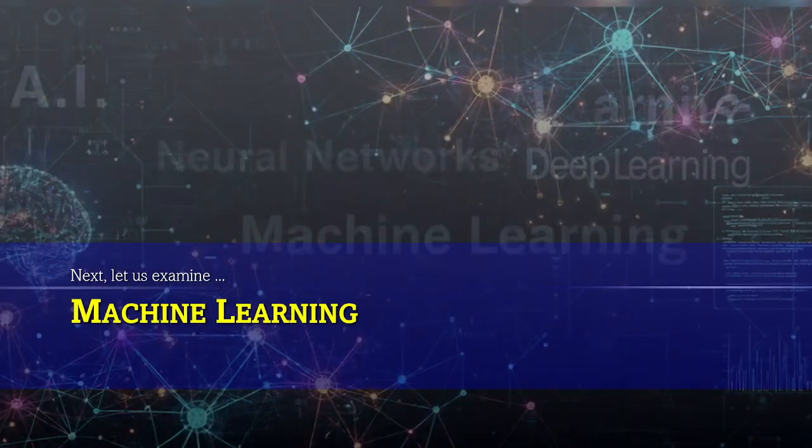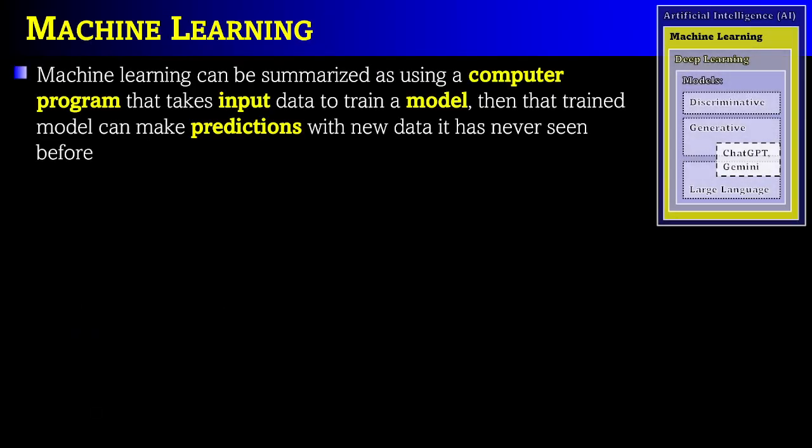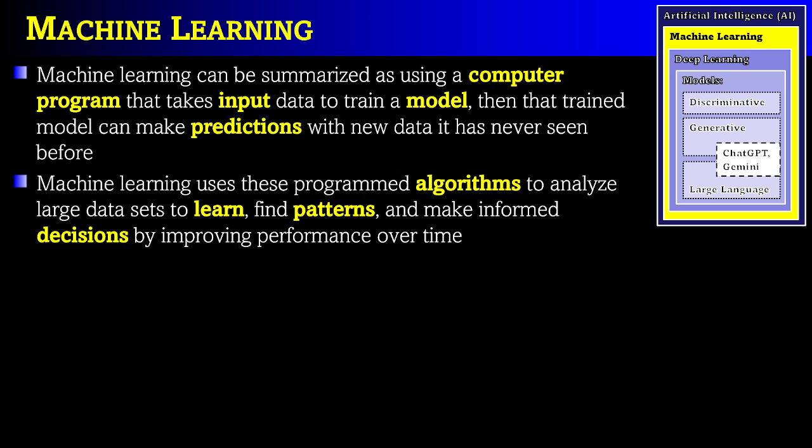All right, so let's move on now to the concept of machine learning. Machine learning can be summarized as using a computer program to take input data and train a model. And then that trained model can make predictions with new data it's never seen before through learning. Machine learning uses programmed algorithms to analyze large data sets, to learn, to find patterns, to make informed decisions by improving performance over time.